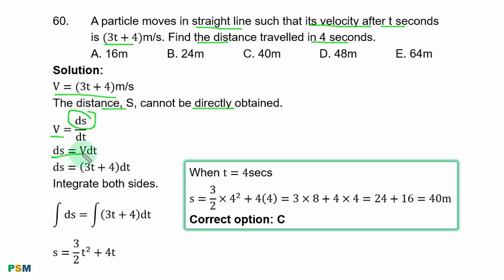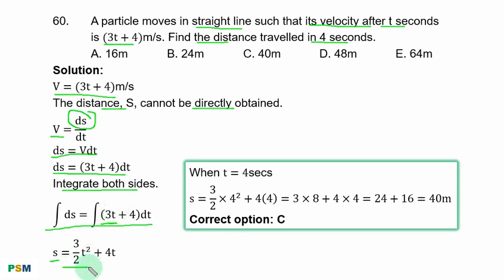You have ds equal to v dt. You replace v with what it stands for. To get s from ds, you have to integrate both sides. So you have the integral respectively. If you integrate ds, you have s, because integration is the reverse process of differentiation. If you come here and integrate, the power is 1. You add 1 to it, it becomes 2. Over the sum of the powers, you have this result.